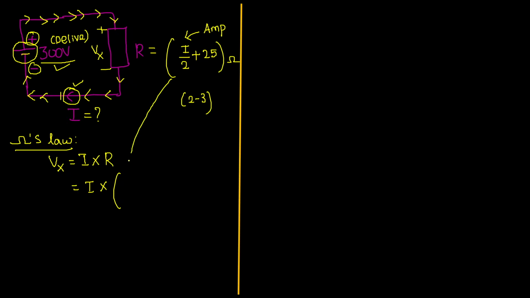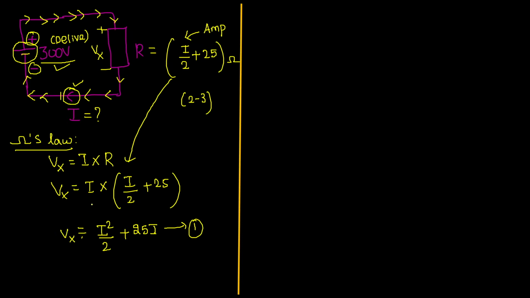It is clearly given in the question. I can substitute here that value, I by 2 plus 25 ohm. So the voltage drop across the resistor Vx can be written as, if you open the bracket, I into I becomes I power 2 upon 2, plus 25 into I. You can treat this as equation number 1.